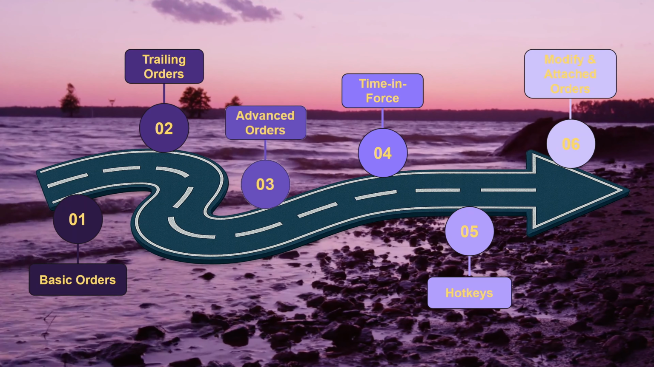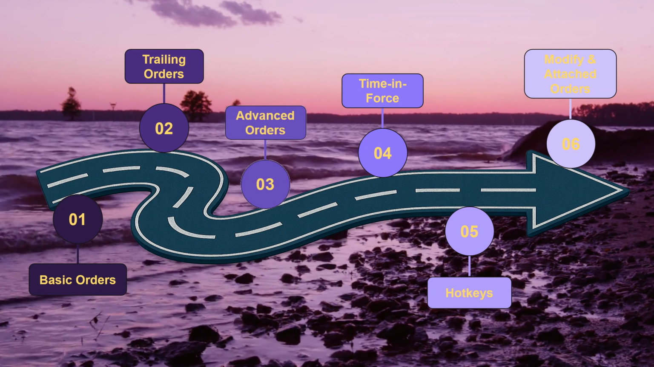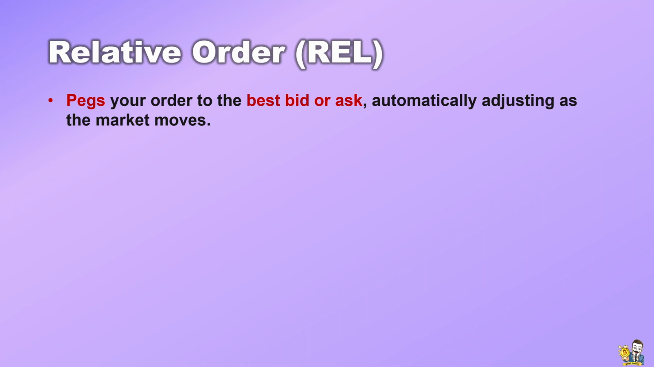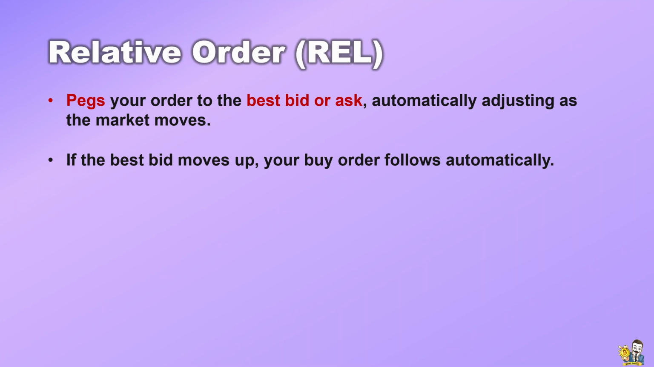Alright, now let's move on to some advanced order types. The first one we are going to see is the relative order. This one's super useful because it automatically pegs your order to the best bid or ask, and keeps adjusting as the market moves. For example, let's say you want to buy at the best bid, but that bid suddenly moves higher. Instead of staying behind like a normal limit order, your buy order automatically follows the new best bid. That means you're always competitive in the order book.